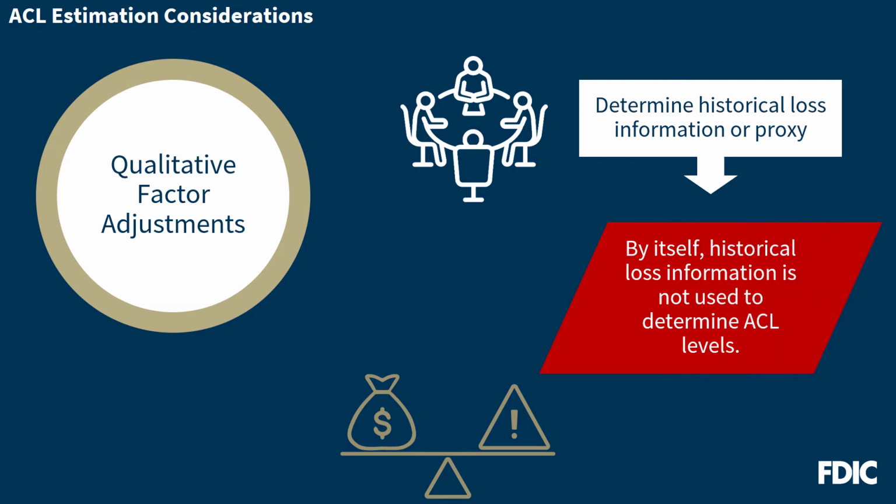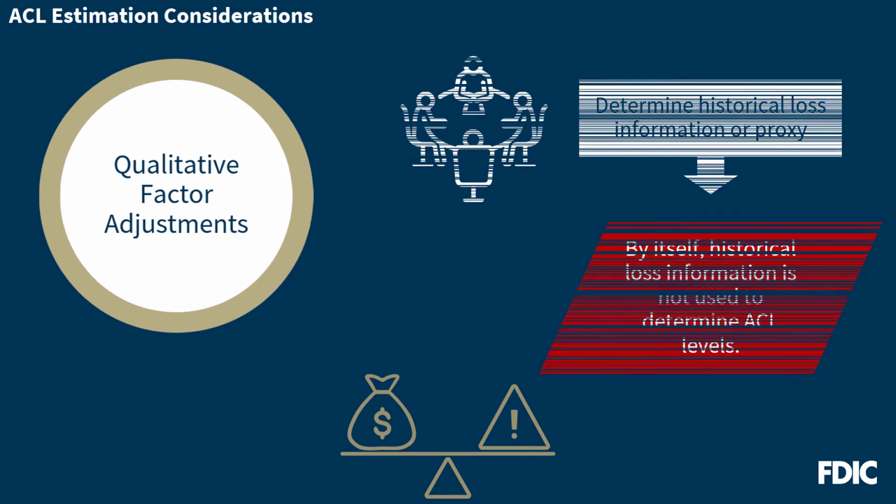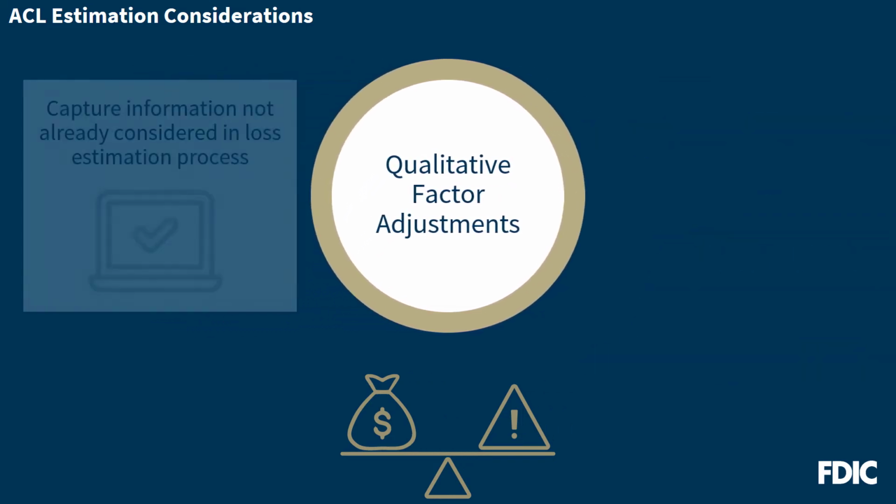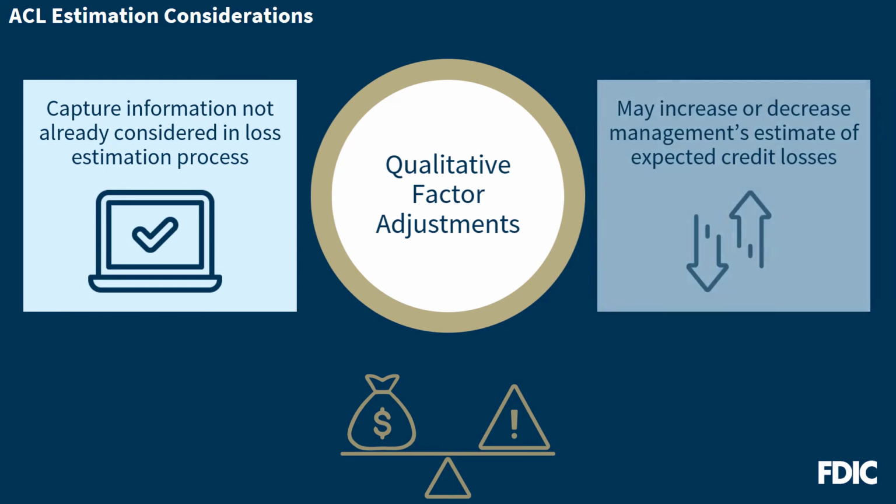However, historical losses in and of themselves would not generally form a sufficient basis for determining appropriate ACL levels. This is where management would apply qualitative factor adjustments. Qualitative factor adjustments would capture information not already considered in the loss estimation process, and they could result in increasing or decreasing management's estimate of expected credit losses.